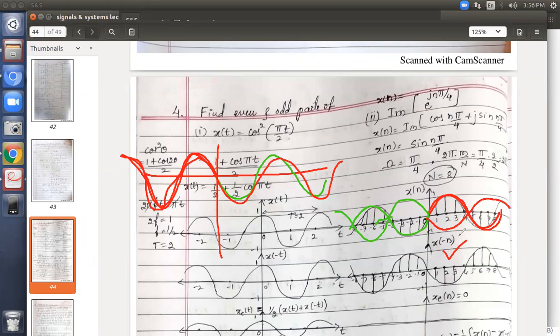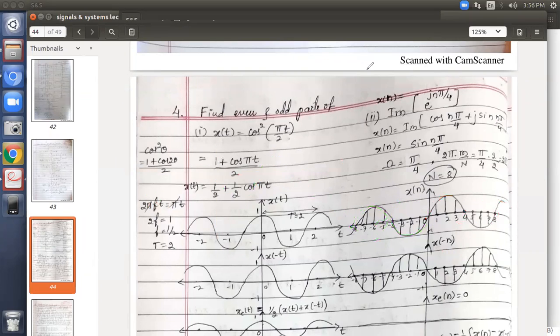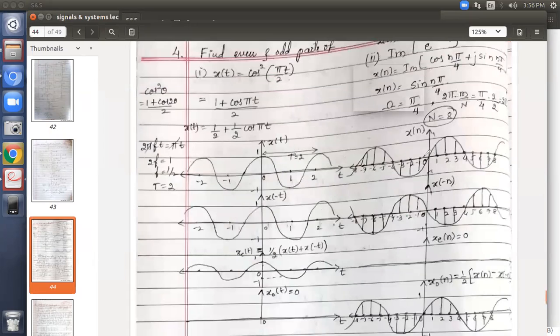So once I got x of n and x of minus n, how to find the even and odd components? Simple. You add them, divide the amplitude by 2. You subtract them, divide the amplitude by 2. You will get even and odd. See, if I add them, what will happen? This is a positive amplitude. This is the negative. So positive plus negative, you will get 0. Here negative plus positive, you will get 0. Positive plus negative, 0. So no even component, because the question is for sine. Sine is an odd signal, so you won't get any even component there.